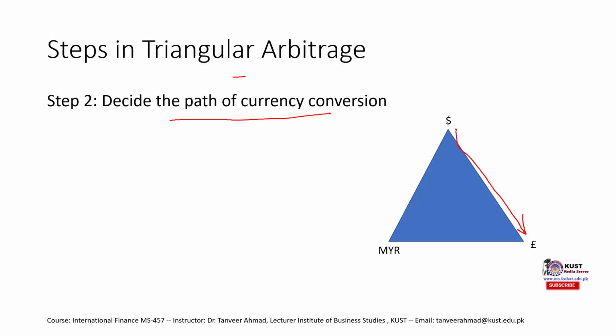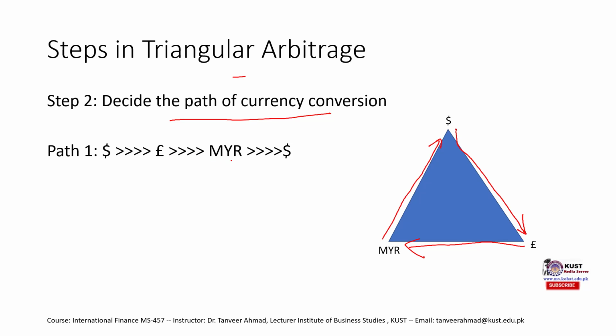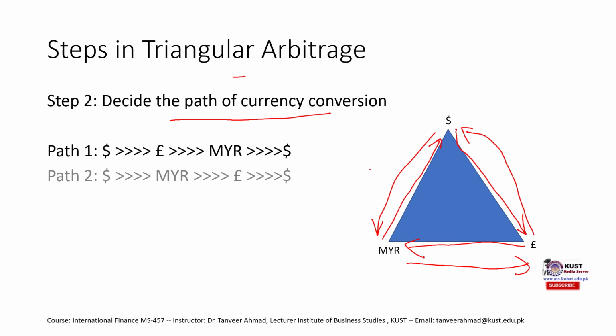So the first path is that we convert the dollars into pounds, then the pounds into Malaysian ringgits, and the Malaysian ringgits into dollars. Let's call this path 1. Dollars into pounds, pounds into Malaysian ringgits, and then Malaysian ringgits back into dollars. Or we again start with dollars, convert into Malaysian ringgits, then Malaysian ringgits into pounds, and then pounds into dollars. So we complete our triangle, and hence we have our second path: dollars into Malaysian ringgits, then pounds, and then dollars again.